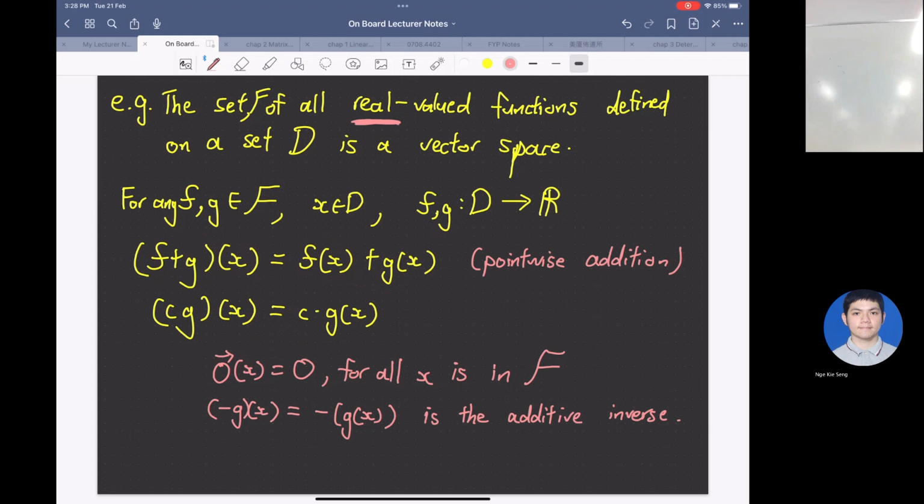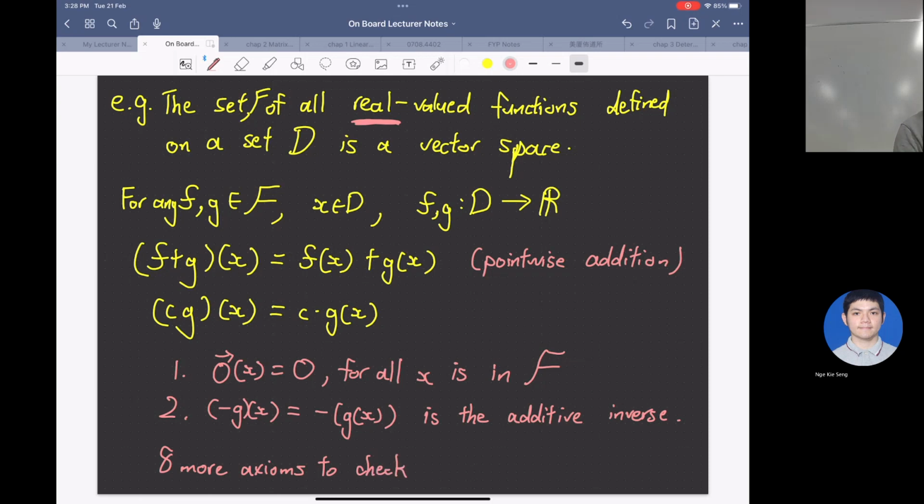So there are 6 more axioms, right? There are 10 axioms in a vector space. So this one is one of them. Wait, this is just 1 and 2. So you've got 8 more axioms to check.